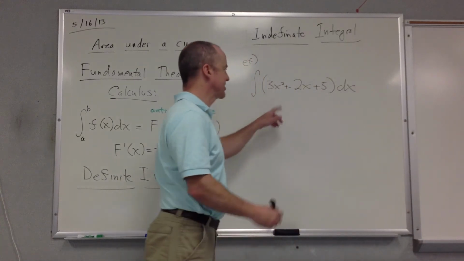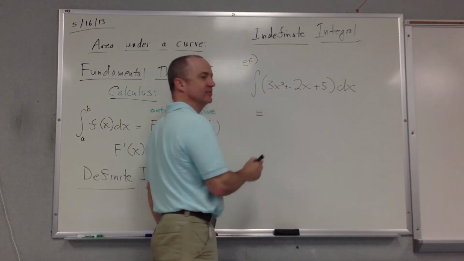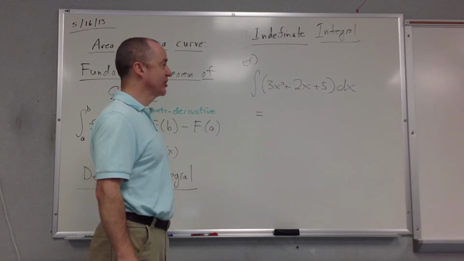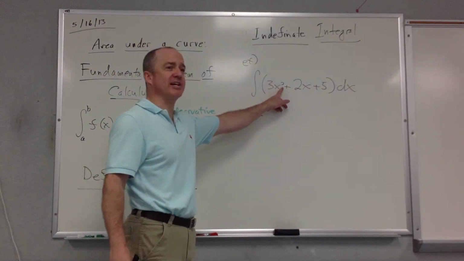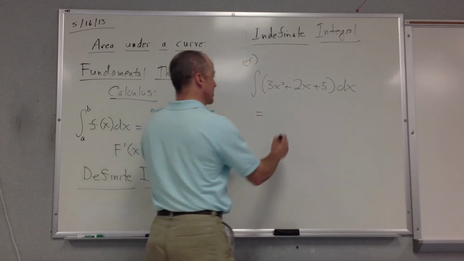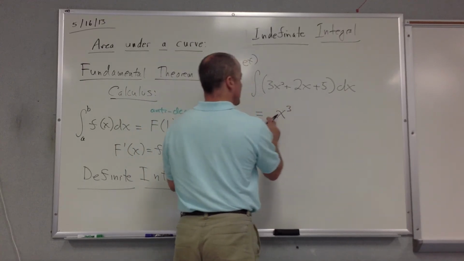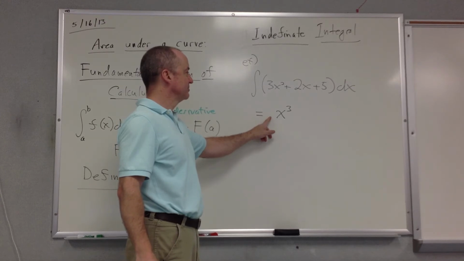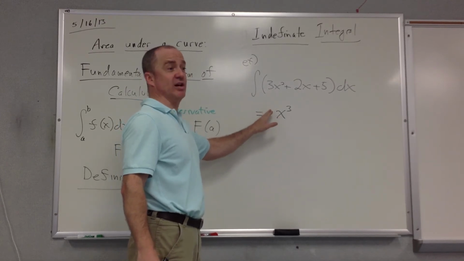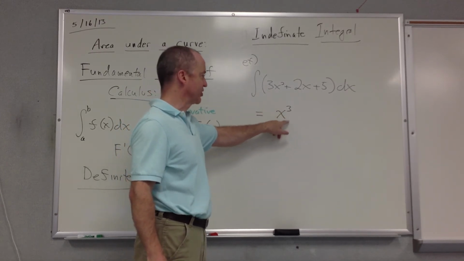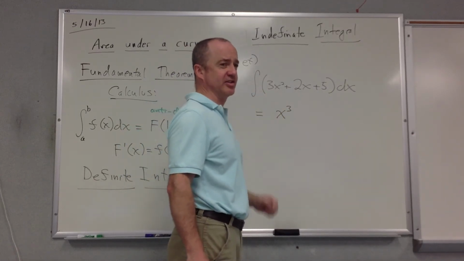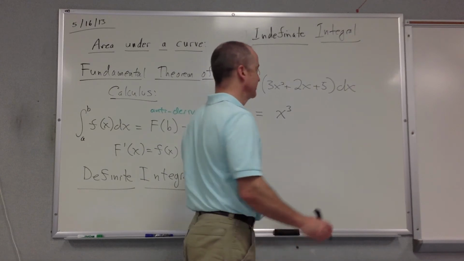What would have 3x squared as its derivative? If you took the derivative, you subtract 1 from the exponent, so it's going to be x cubed. Do I need a coefficient in front? No, because if I took this derivative, I would get 3x squared. What would give me 2x as its derivative? x squared.